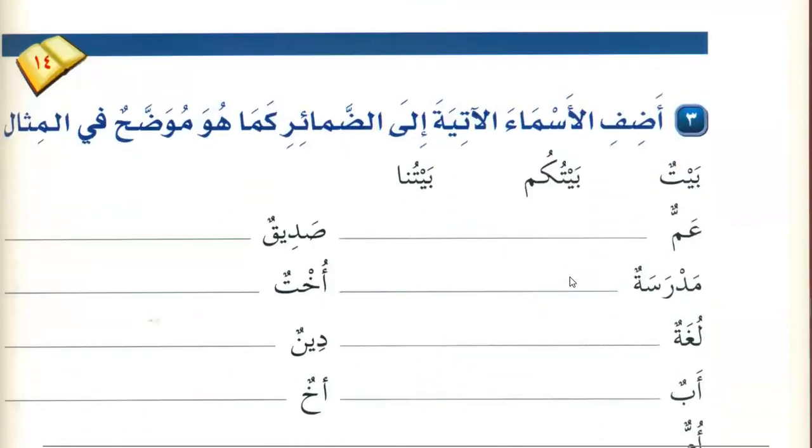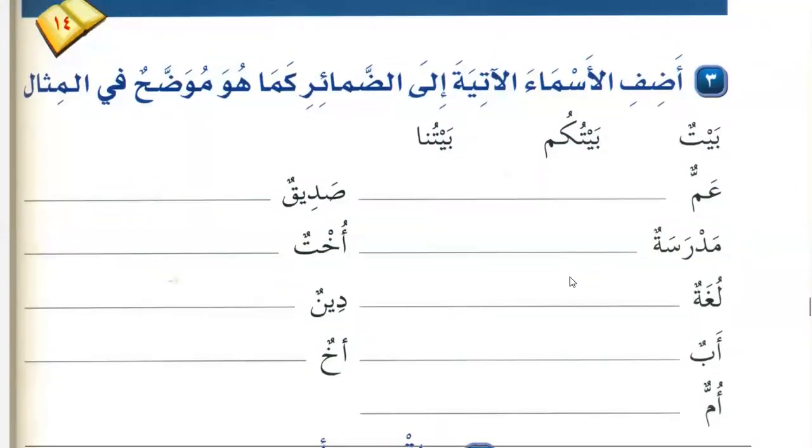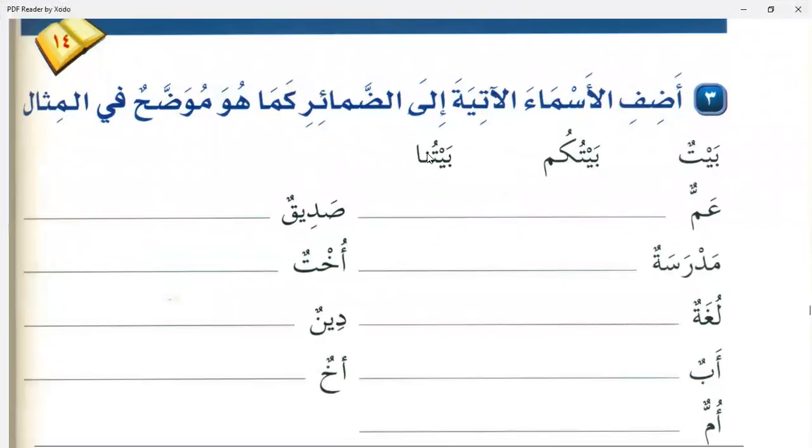Add the following nouns to the pronouns as explained in the example. So make the following nouns muzaf to the pronouns, like it is explained in the example. You just need to add two pronouns, kum and na, to these nouns. Okay. Baytun, a house. Baytukum, your house. Kum means you all, masculine. Baytuna, our house.